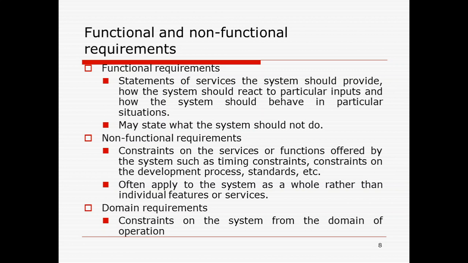So the car cannot go faster than 60 km/h on a slippery road, or in the rainy season. Those kinds of constraints are called domain requirements.